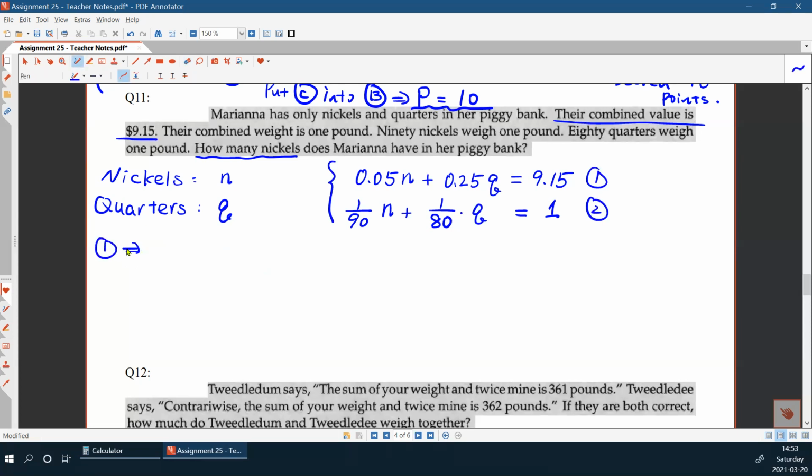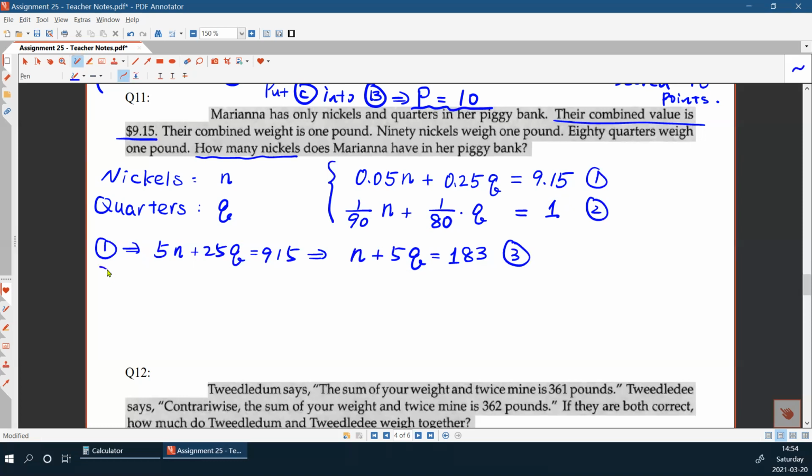Number 1: 5n plus 25q equals 915. Note that both sides can be further divided by 5, and this will give you n plus 5q equals 183. Now this is the simplified form. Let's label this with 3.